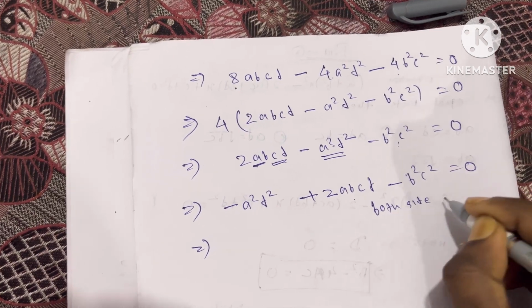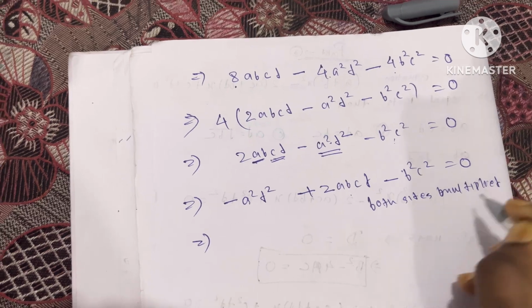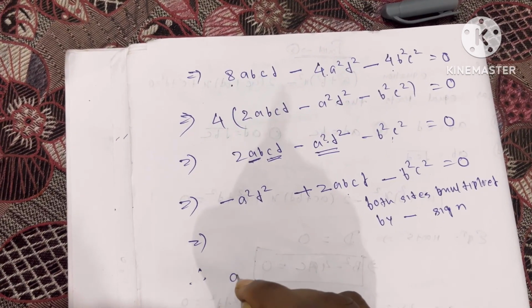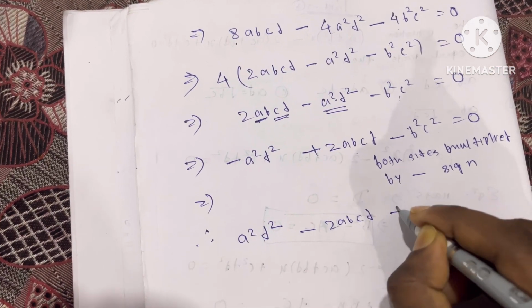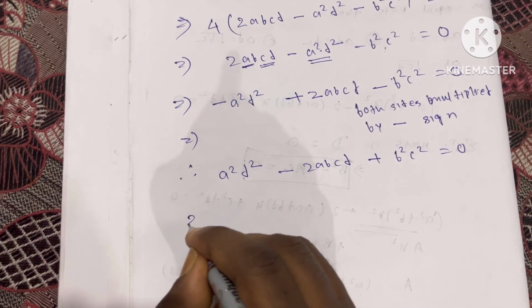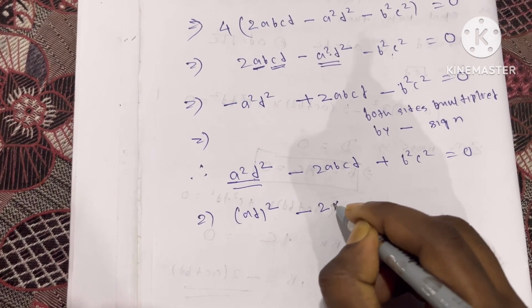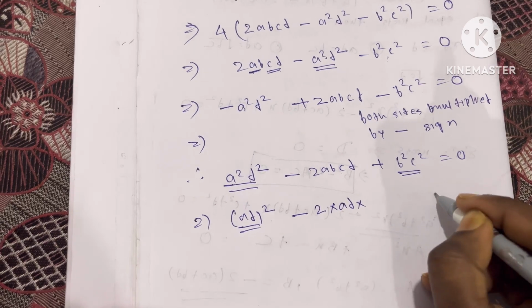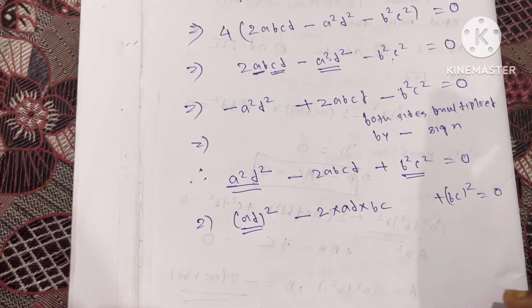Now if you observe, if you multiply both sides by a negative sign, then you got a square d square minus 2abcd plus b square c square is equal to 0, right? So now you see, this we can write as ad whole square, minus 2 into ad into bc, plus bc whole square is equal to 0.